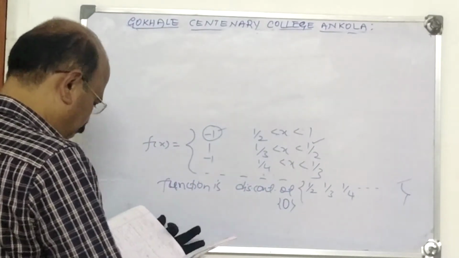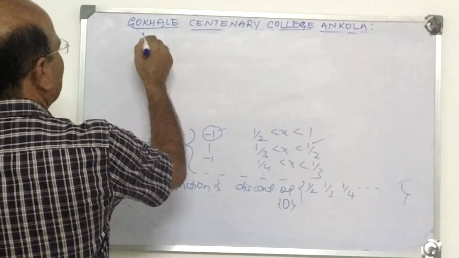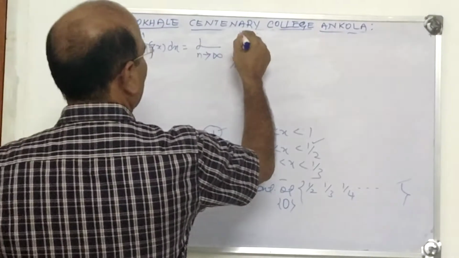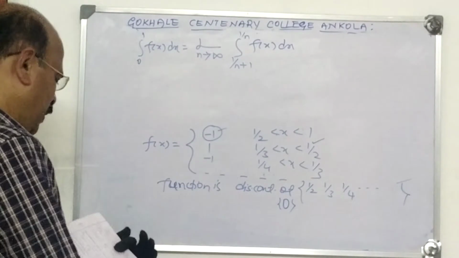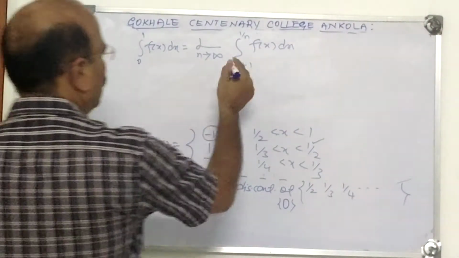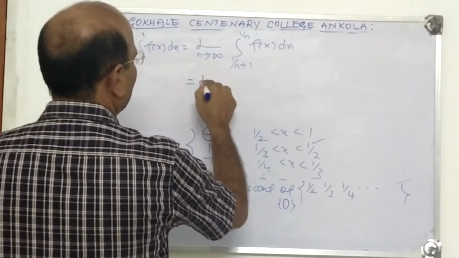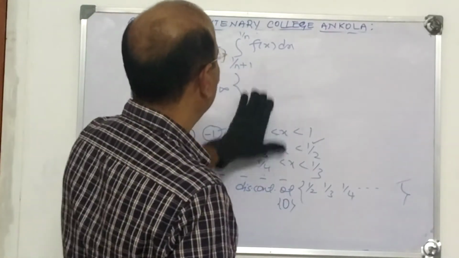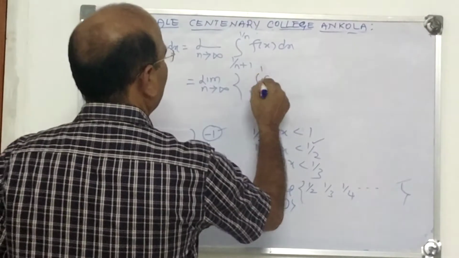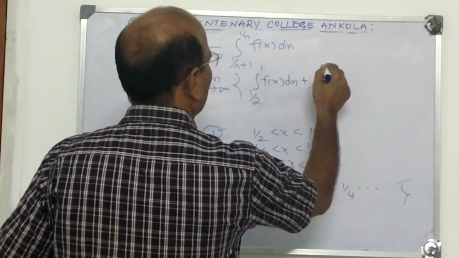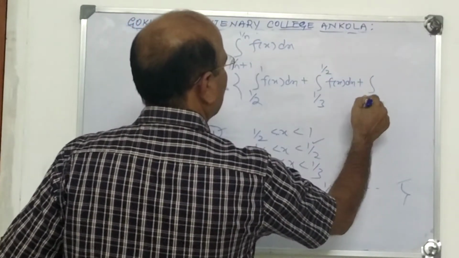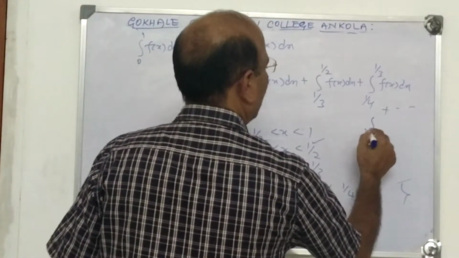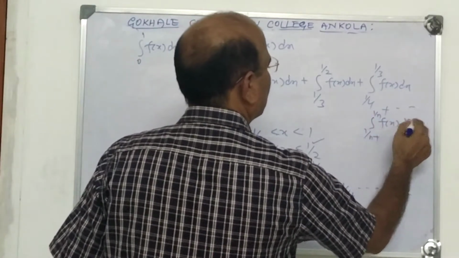The second part is to find the integral of f(x) dx. Now I consider the integral from 0 to 1 of f(x) dx. How is it defined? It is the limit as n tends to infinity of the integral from 1 upon n plus 1 to 1 upon n of f(x) dx. Now I expand this. It is the limit as n tends to infinity of the integral from 1 upon 2 to 1 of f(x) dx, plus the integral from 1 upon 3 to 1 by 2 of f(x) dx, plus the integral from 1 upon 4 to 1 upon 3 of f(x) dx, and so on. Finally we get the integral from 1 upon n plus 1 to 1 upon n of f(x) dx, plus so on.